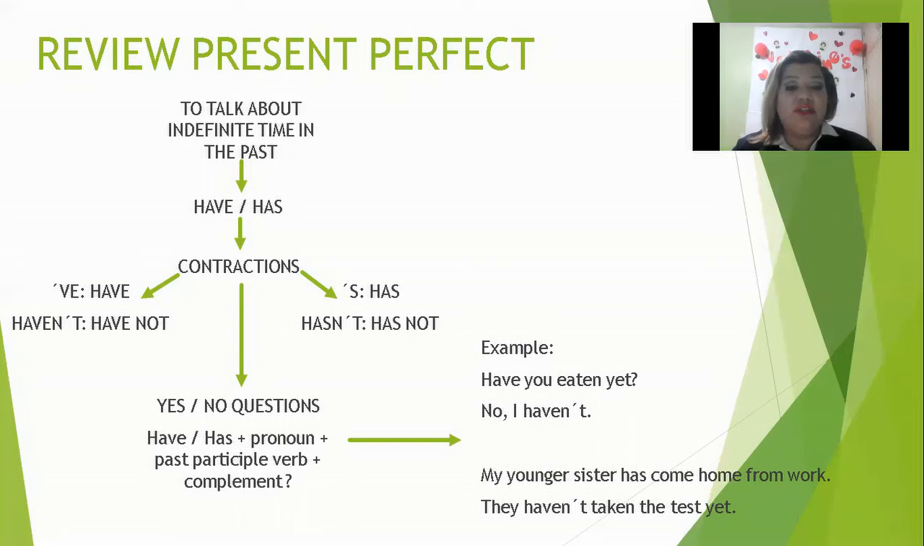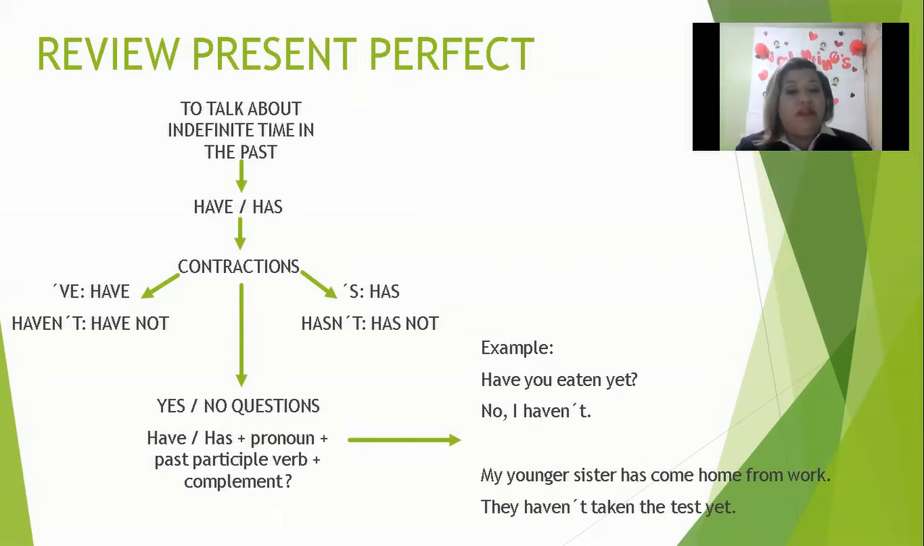For yes or no questions, we can use this structure. Remember to use have or has at the beginning of each question. Then we are going to write a pronoun, and it's going to depend. For example, if I use you, remember that we use have. If I'm going to use the pronoun she, it has to be has she, okay? And then we are going to add a past participle verb and the complement of the question.